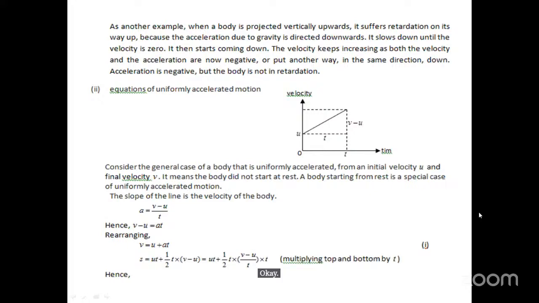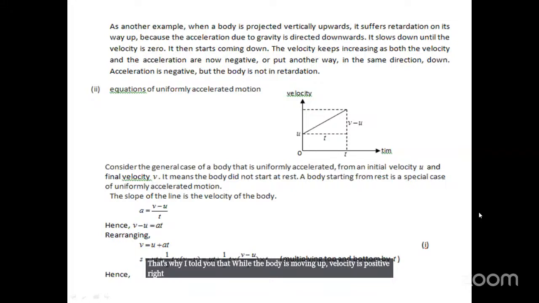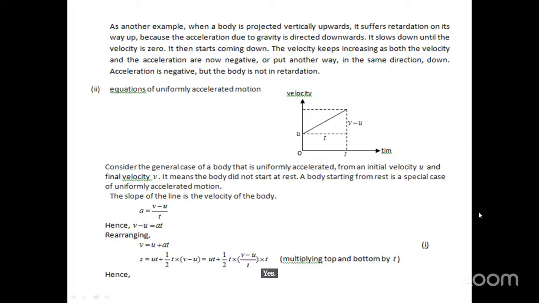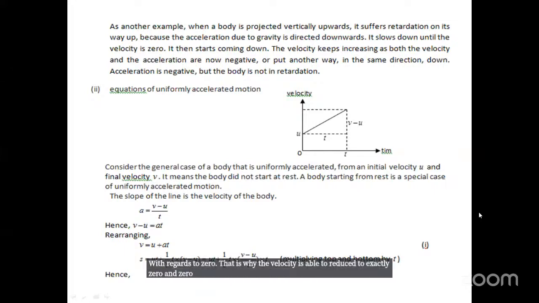That's why I told you that when the body is moving up, its velocity is positive, right? Yes. But the acceleration is negative because it is always pointing down. That's why the body slows down on its way up until it gets to zero. That is why the velocity is able to reduce to exactly zero and then start increasing in the negative direction. Okay?